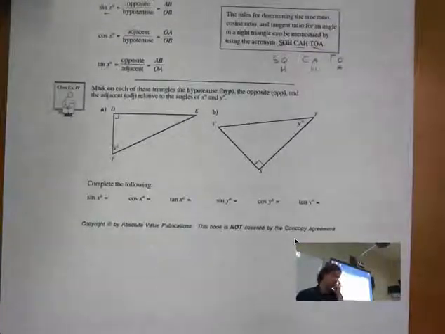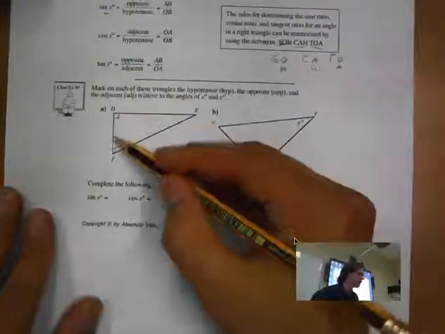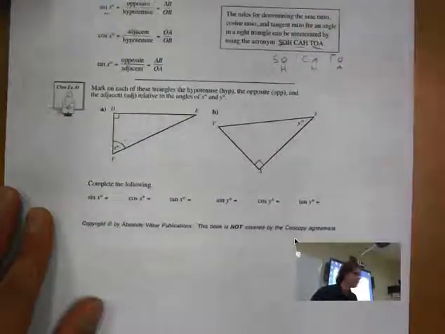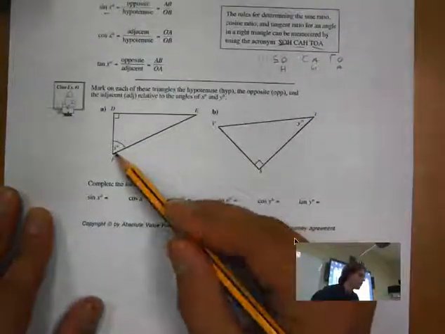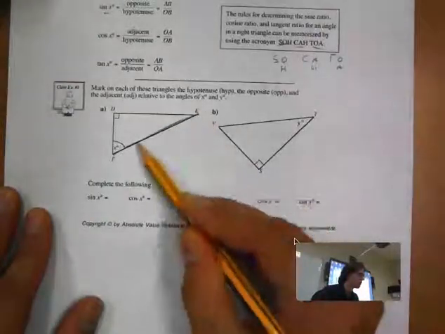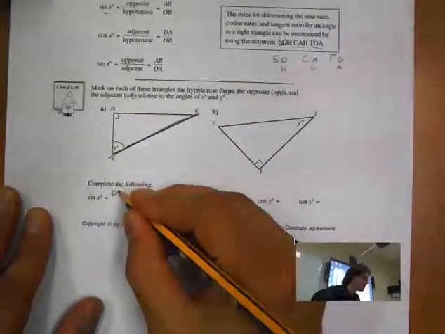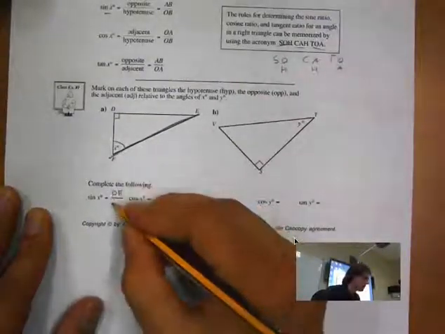Here we go. Question number 1. We want sine x. It's this angle here. Sine is opposite over hypotenuse. My hypotenuse is right here. The opposite is going to be DE. So we have DE all over FE.